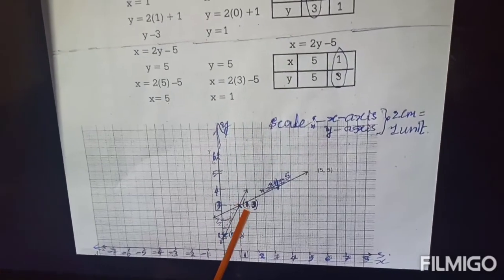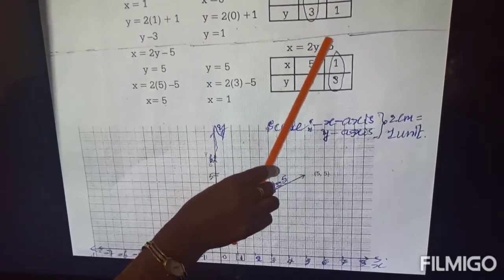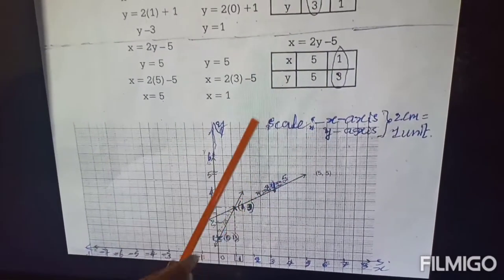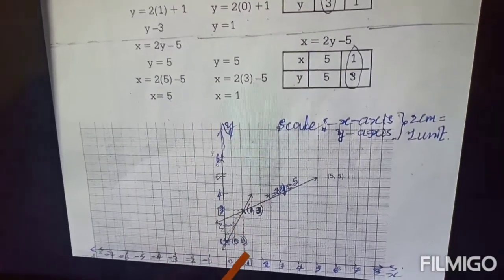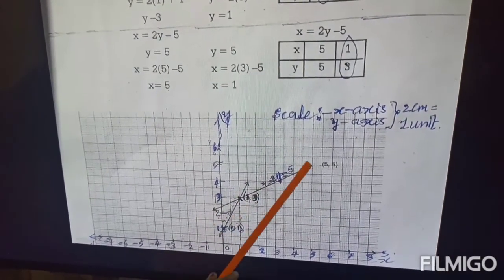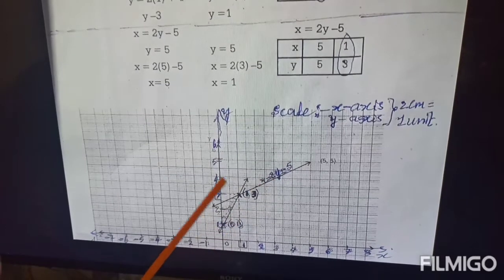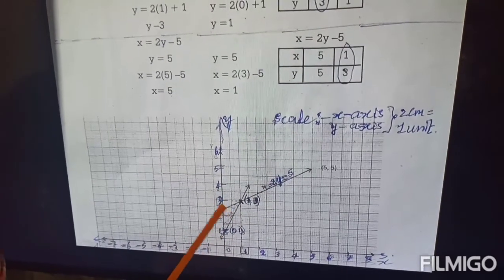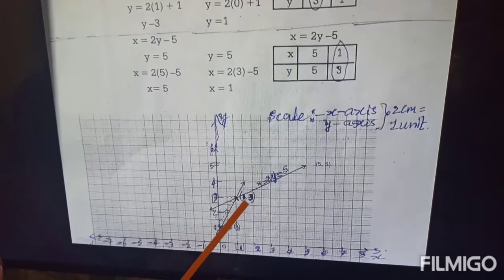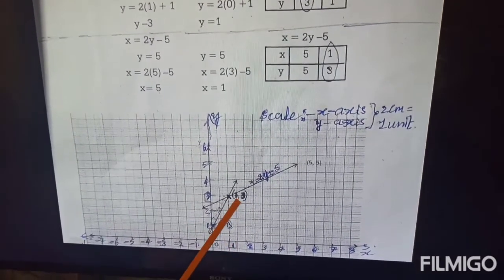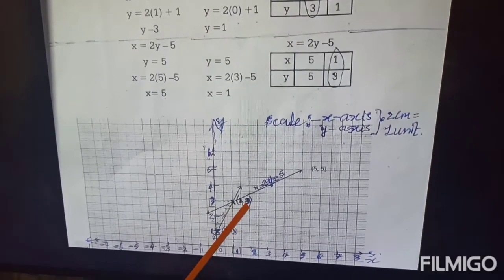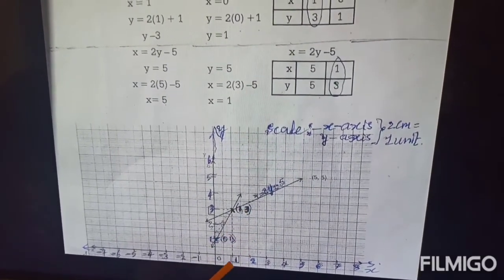This already we marked from the first equation, because this point is common for both the equations. Therefore, when we join those points, we'll get two straight lines. Those two straight lines are intersecting at the point 1 comma 3. X value is 1 and y value is 3.